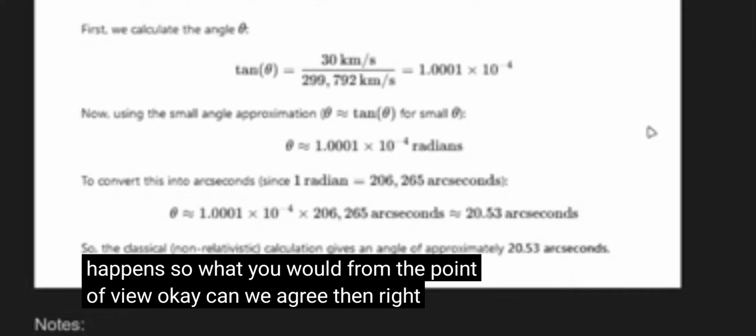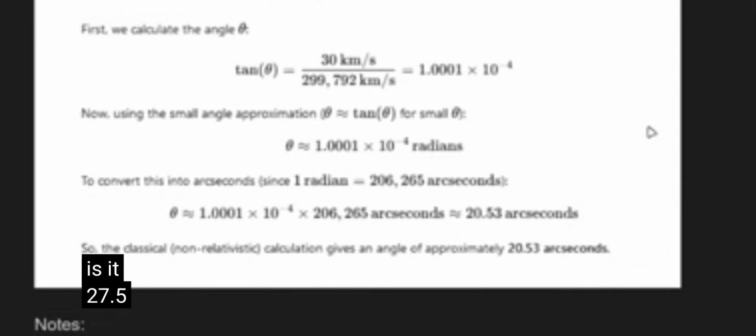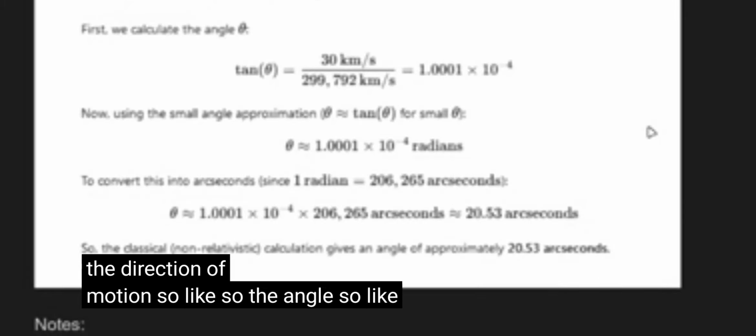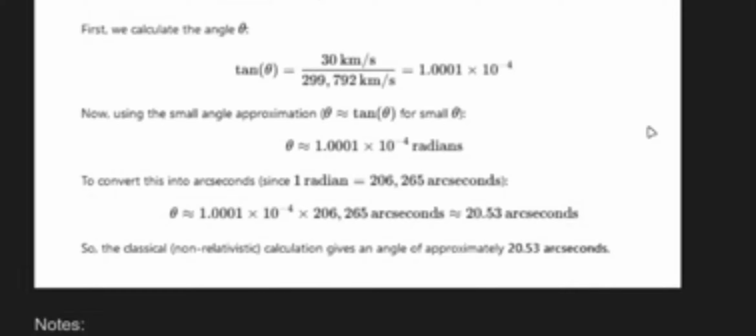Okay, can we agree then, if you're trying to derive something with Fresnel drag, that the angle is going to increase by 44% at least of the 27.5? I'm not sure yet. But just doing it off the top of the dome, we know that Fresnel drag will carry 44% of the velocity potential in the direction of motion. So if there was no Fresnel drag and we were just doing it off of the angle, it would be 27.5 arc seconds in water. But if we Fresnel drag it, it would be 44% of that, right? Wait. So it still has to increase though.